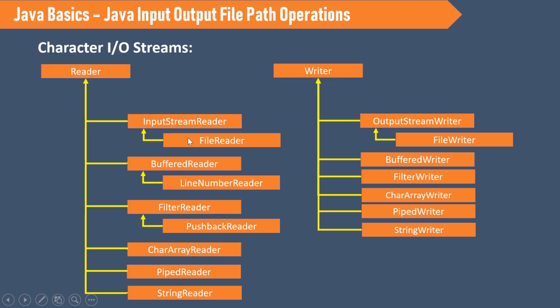So if you remember this picture, the character IO streams are again divided into reader and writer. In this we have an input stream reader and an output stream writer. Under the input stream reader we have FileReader, and under the output stream writer we have FileWriter. So we will see an example on each of these. I am not going to cover each and every other class in the character-oriented or byte-oriented IO streams, but I will cover these two so that you will know how this works. You can try the other classes as well.